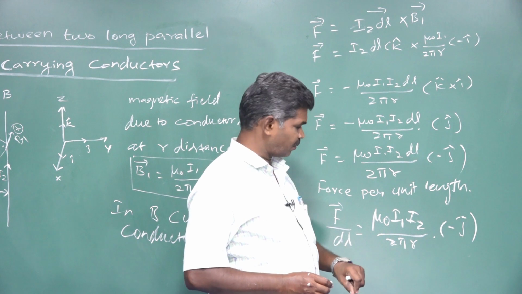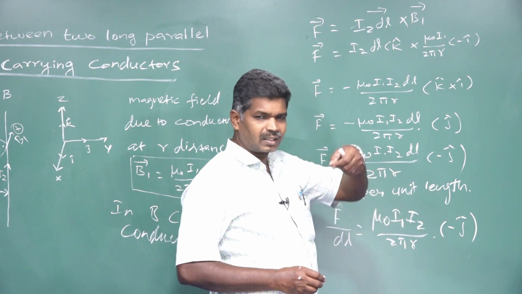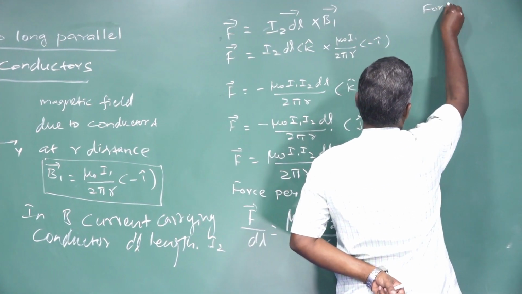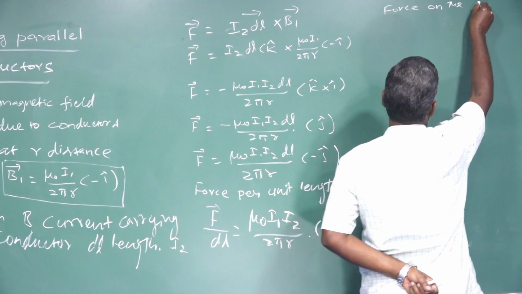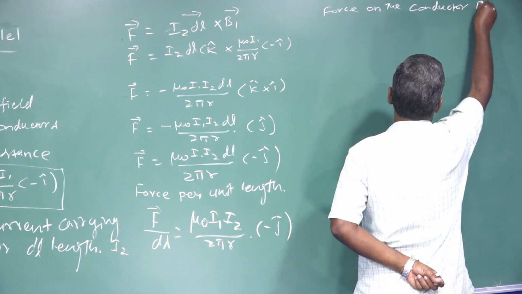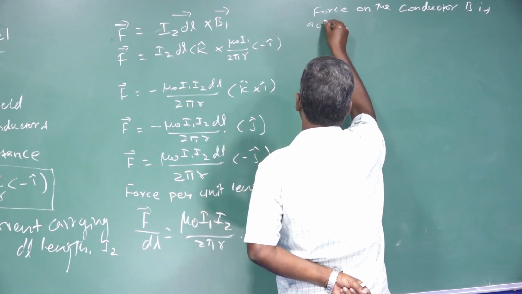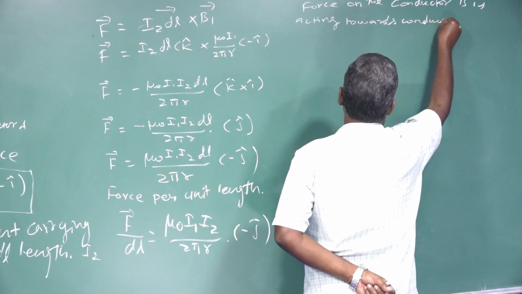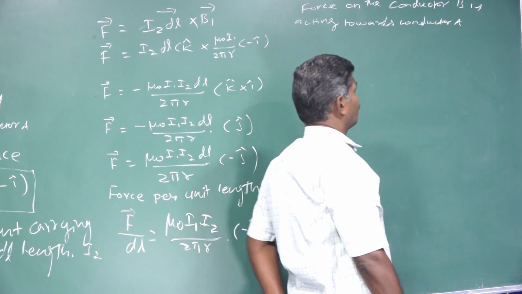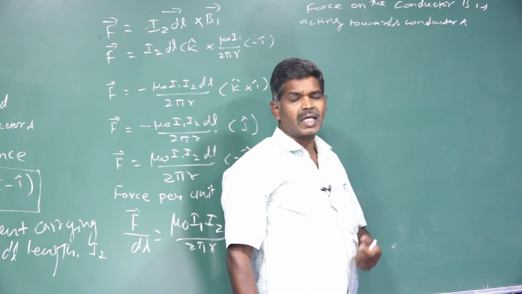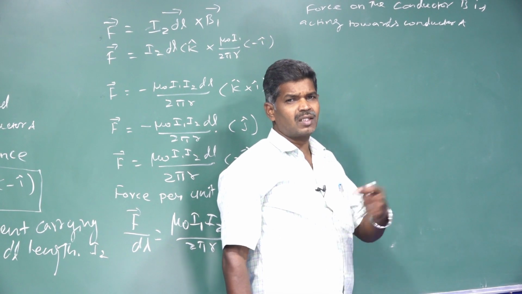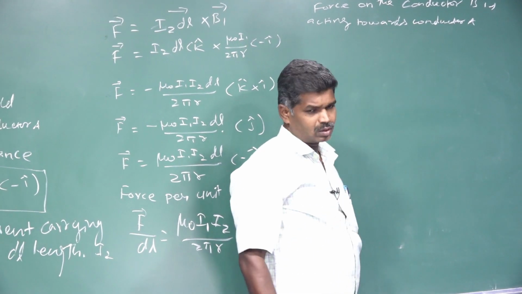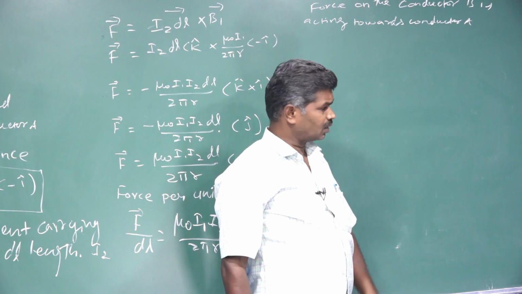The force on conductor B is acting towards conductor A. Because of that, conductor B experiences a force towards A along the negative y axis. That is the direction of the force on the second current-carrying conductor.